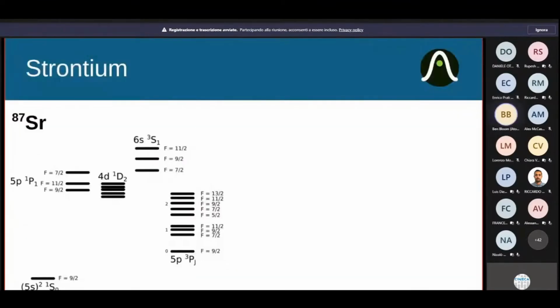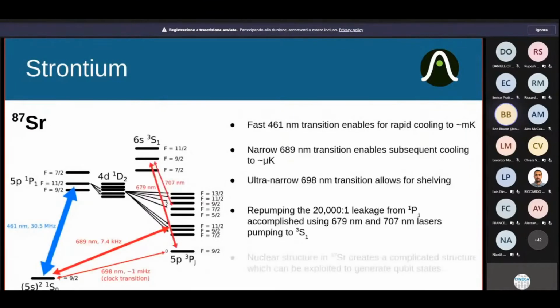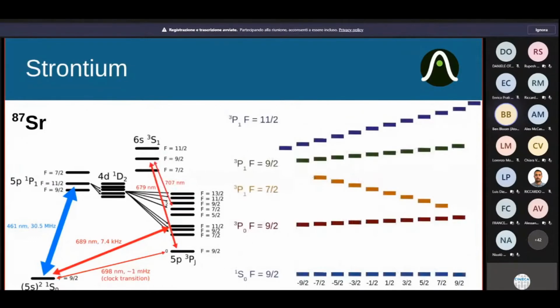But we've talked a lot about how you create an array of atoms. How do you actually use these as qubits? Well, there are many transitions in 87 strontium. The transitions we're most interested in are these nuclear spin transitions, which are very low frequency energy levels in the atom. The nice thing is they couple to very little outside of the atom, and they're very insensitive to anything in the environment.